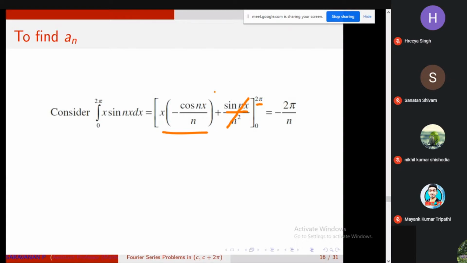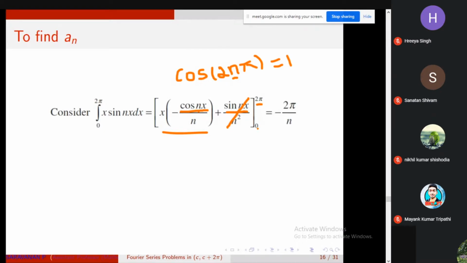If I substitute the upper limit 2 pi here, you will get cos 2n pi. If I substitute n equal to 1, you will get cos 2 pi, that is 1. If n equal to 2, you will get cos 4 pi, that is also 1. So in general, the cos 2n pi value is 1. So if I substitute the upper limit, the value is 1.